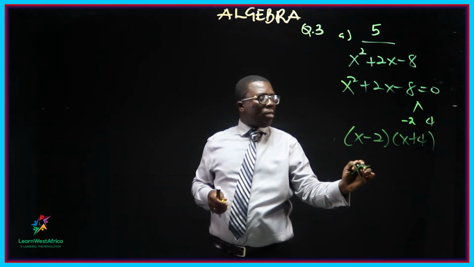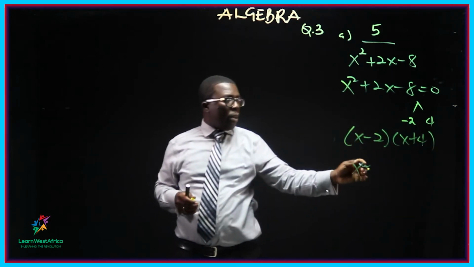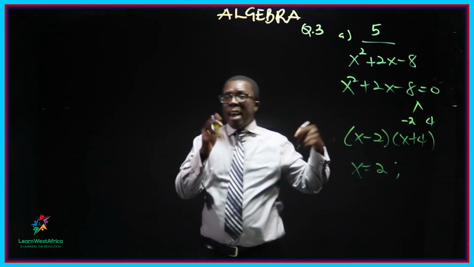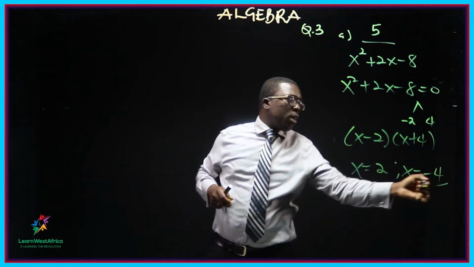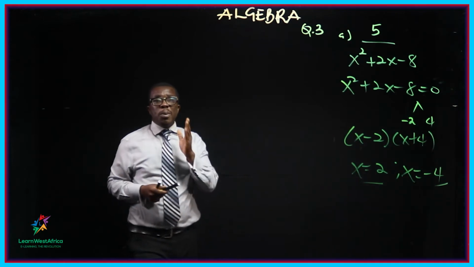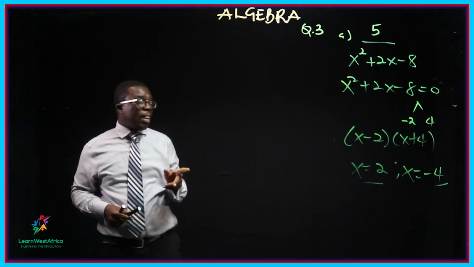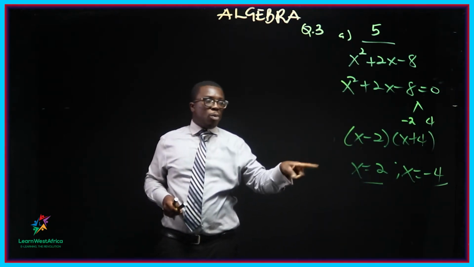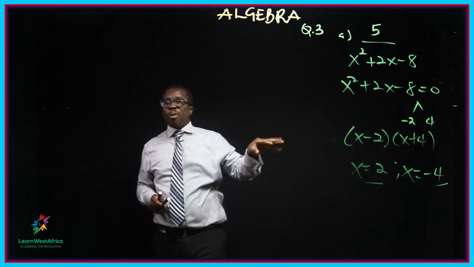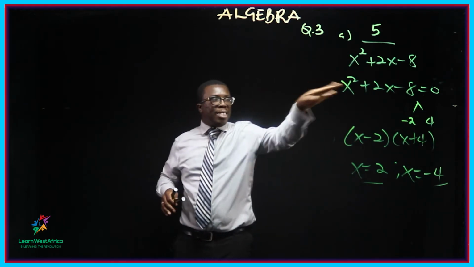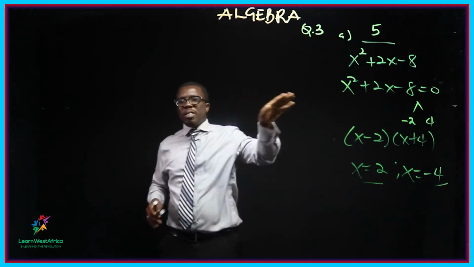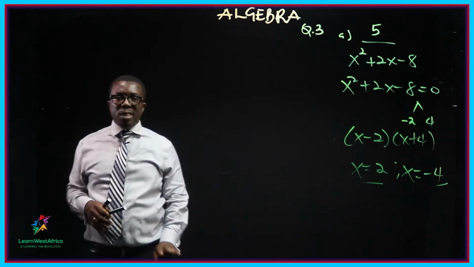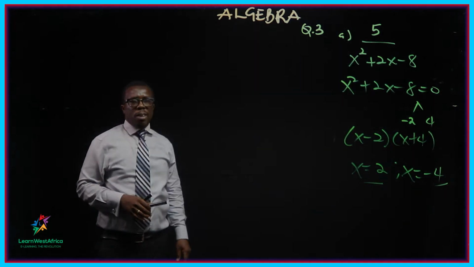Your x minus 2 equals 0, which gives x equal to 2. For x plus 4 equal to 0, x is going to give you minus 4. So the function is undefined at x equal to 2 and x equal to minus 4, because these make the denominator 0. These are the values of x that will make the function not defined. That is question 3.